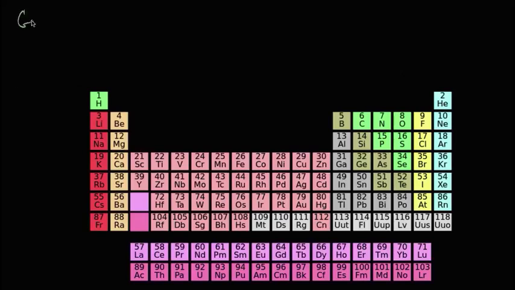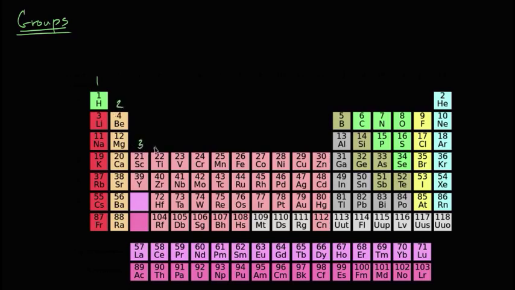So let's talk a little bit about groups of the periodic table. Now, a very simple way to think about groups is that they just are the columns of the periodic table. And a standard convention is to number them. This is the first column, so that's group 1.